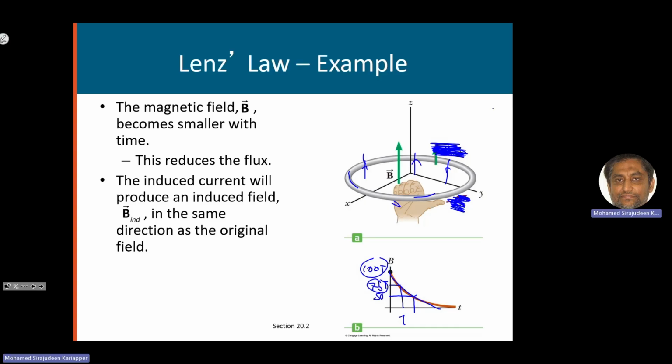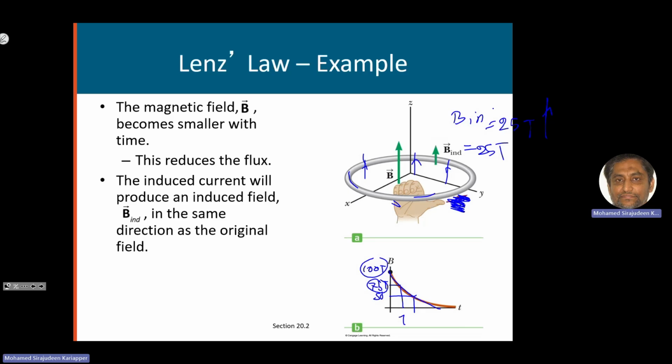So it doesn't want change. It will oppose the change. Opposing the change means you have to provide 25 Tesla in the upward direction. So the induced field has to be 25 Tesla in the same direction, because the field has decreased, right? I don't want it to decrease, so I have to provide a magnetic field in the same direction. So I compensate the loss. I don't want the change to happen. Now the induced field needed is 25 Tesla. I have to provide that.